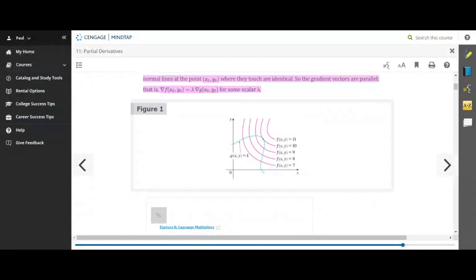So here in figure 1, you have level curves. You have pink level curves of a function. Look at the values of the level curves: 7, 8, 9, 10, 11. As you move away from the origin, does the surface appear to be increasing or decreasing as you move away from the origin?